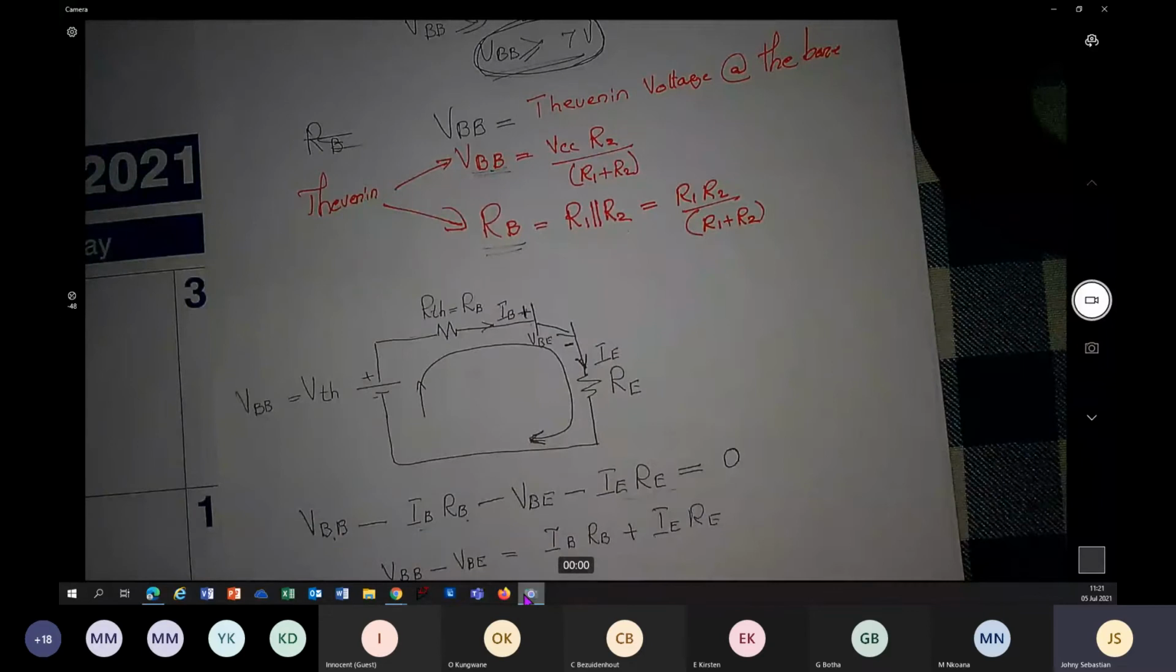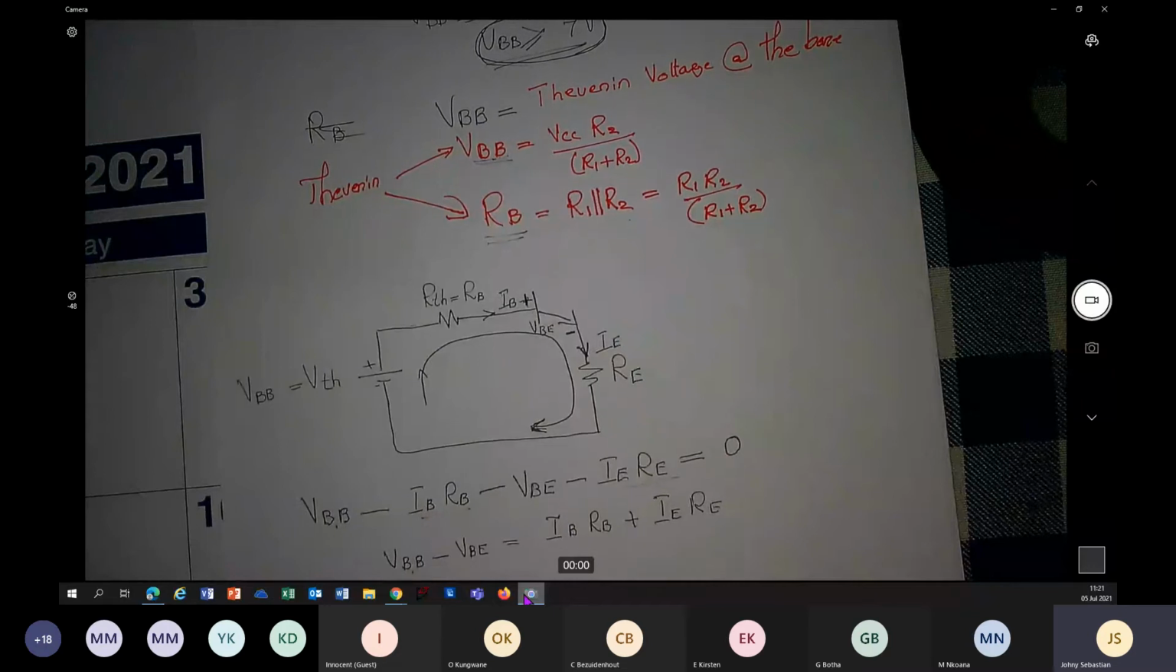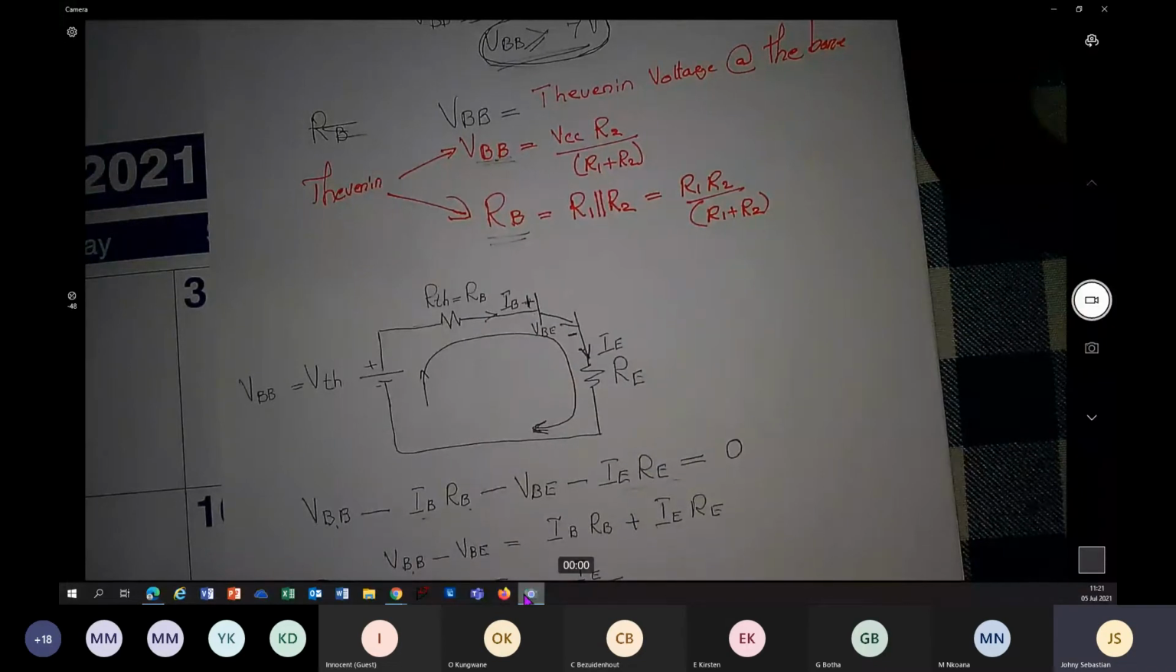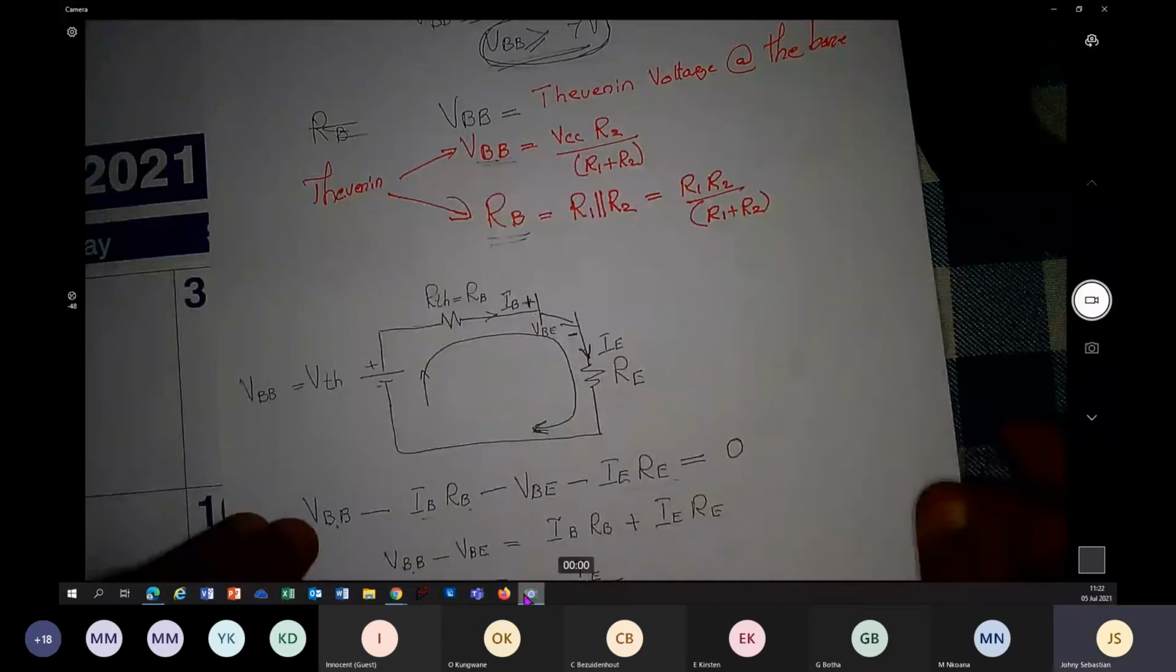Now we have VBB, we know how to find it. We have found it before, VCC R2 over R1 plus R2. VBE we are assuming is a constant around 0.7. IB is the base current. We don't know. RB is R1 parallel R2. Emitter current, we don't know. So this is one expression, two variables. But what do we know? We can replace IB equals IE over beta plus 1. In this case, we can simplify this expression.